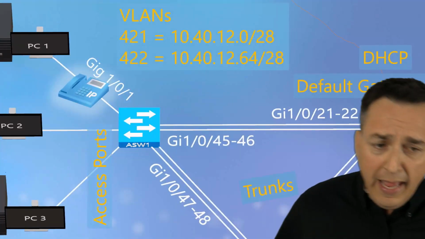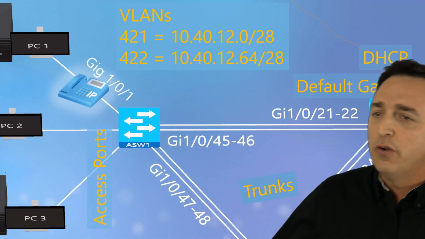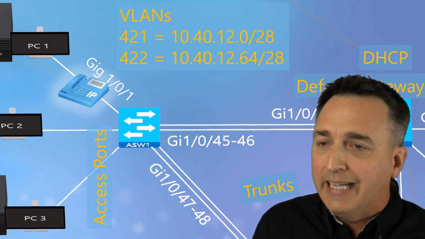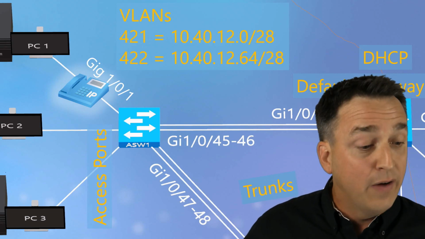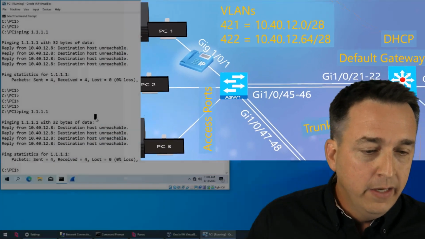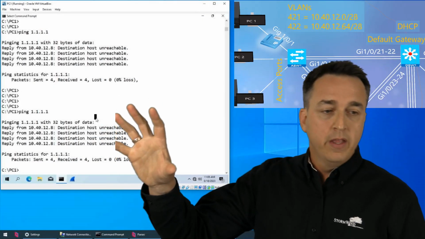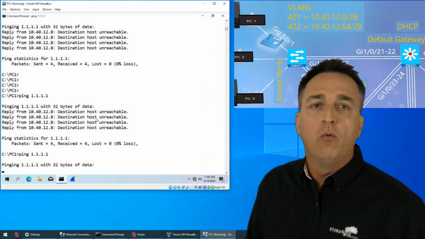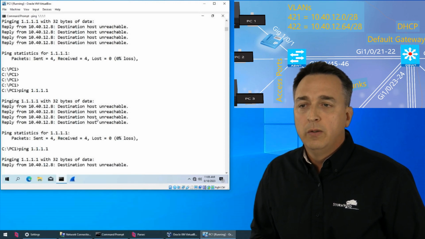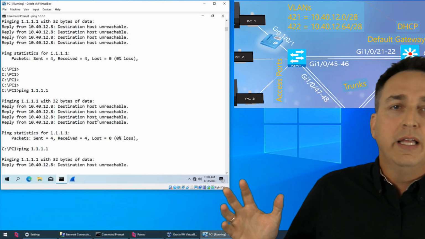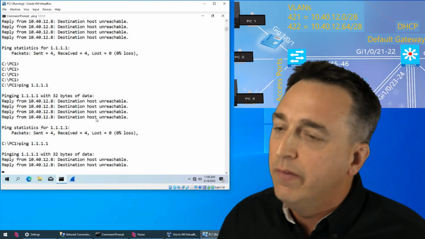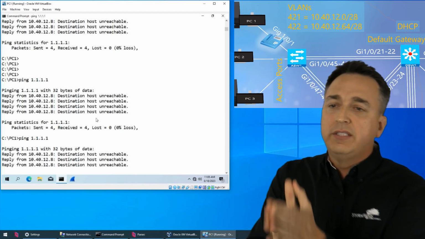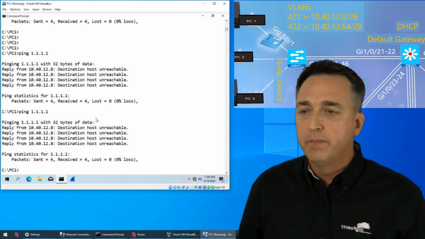And first things first, folks, let's verify that the problem exists in our particular environment. So what we're going to do is we're going to go to PC1 and we are going to ping 1.1.1.1. All right. What is the reply we get in this particular case? It says here that the destination host is unreachable.